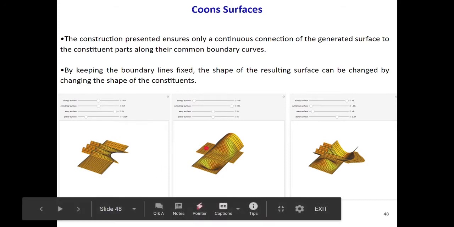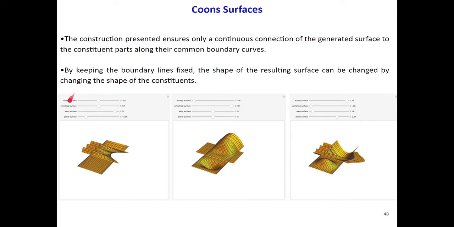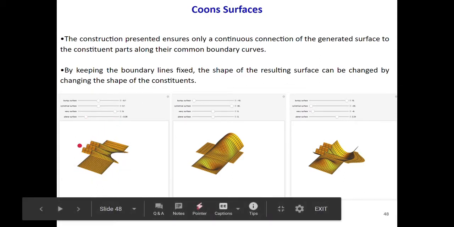Now, this slide gives an example of a surface, and here we can see these were the initial conditions. So this is the bumpy surface, this is the cylindrical surface, this is the wavy surface, and this is the planar surface. So these were the four constituents of the curve, and this is the final resulting generalized Coons surface.